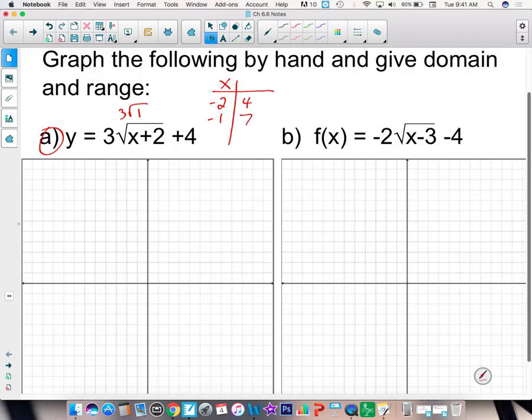Okay, and then I'm going to pick a 2 next. Because it'd be 2 plus 2 is 4. Square root of 4 is 2, so that would be 3 times 2, which is 6 plus 4 is 10. And I'm just going to pick one more point here. Okay, I want that to be a 9 underneath there, so I'm going to pick a 7. So it'd be 3 times square root of 9, which is 3, so it'd be 9 plus 4, which is 13. So then I'm going to graph those.